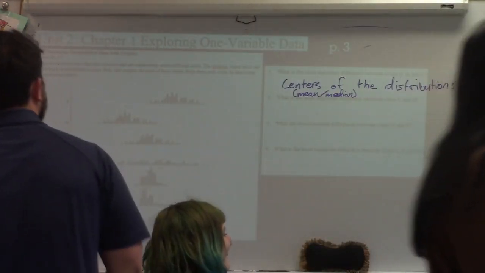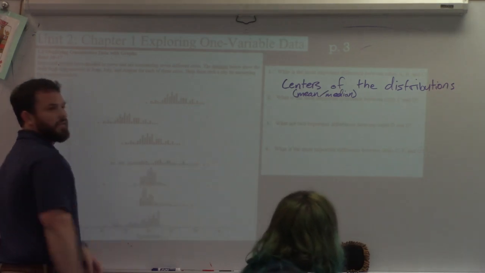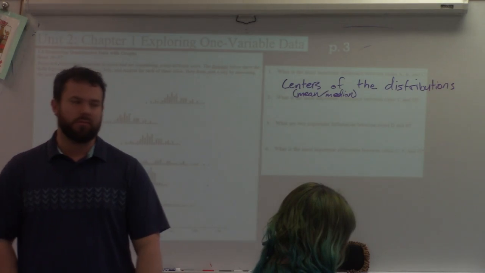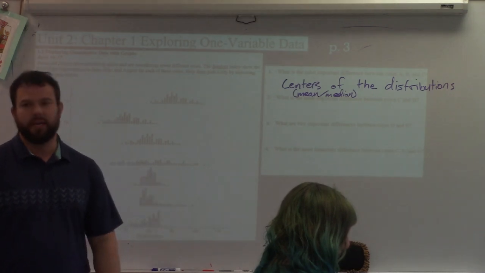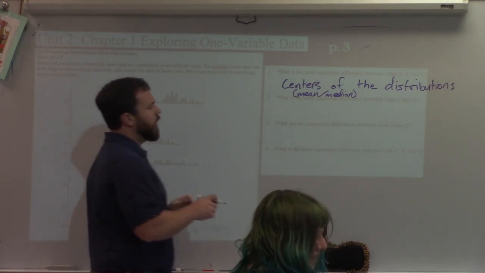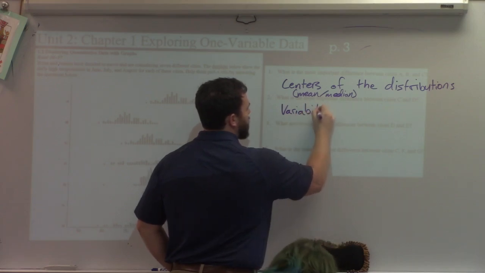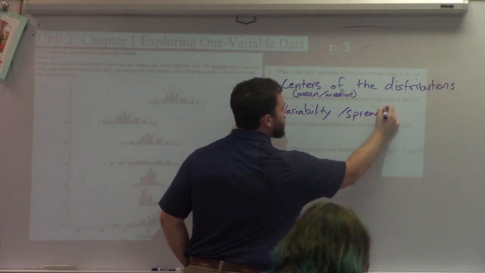So bringing it back, what is the most important difference between C and D? So the range, do you know what the range is a measure of though? Variability. Spread, okay? So the range is a measure of variability or spread. The variability or the spread there is the biggest difference.